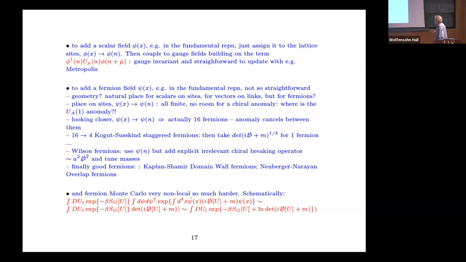But in addition, this piece here. So you can't use the kind of algorithms that I've been describing, Metropolis, or at least they would take forever to work. And there have been other algorithms that have been developed. And this is very non-local, so it's much slower. But that's what you need for QCD.